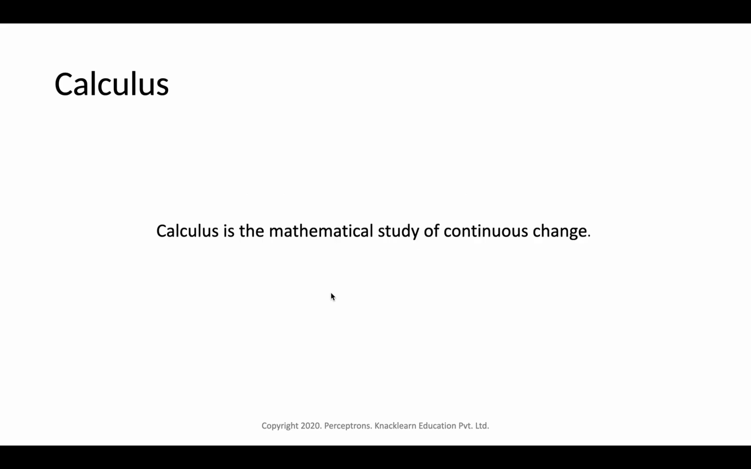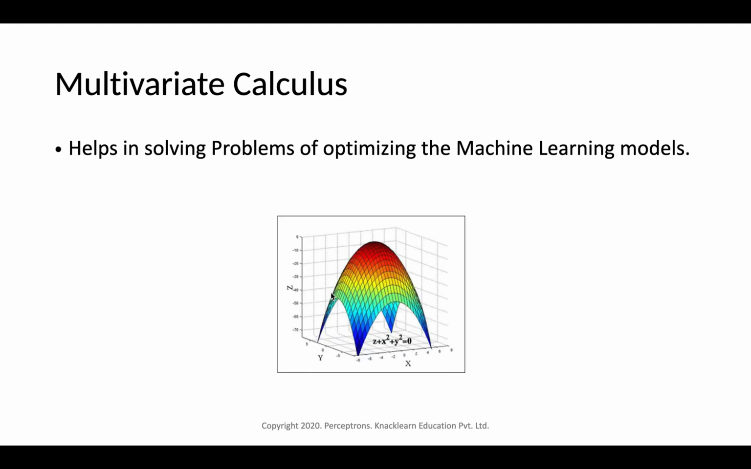So what is calculus? Calculus is the mathematical study of continuous change. Here basically we study the change within a function. Multivariate calculus is the extension of calculus in one variable to calculus with functions of several variables. So here we try to study a function having multiple variables, and how changing those variables affects the function. That's what we usually study in multivariate calculus.